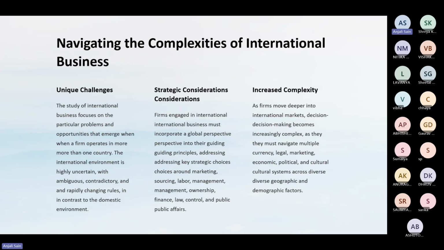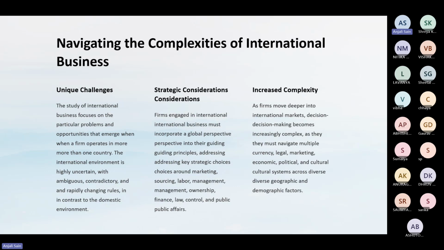First unique challenge, the study of international business focuses on the particular problems and the opportunities that emerge when a firm operates in more than one country. क्योंकि अब मैं क्या कर रही हूँ, आई एम नॉट रिस्ट्रिक्टिंग माई ऑपरेशंस टू वन कंट्री. मैं डिफरेंट कंट्रीज में ट्रेड कर रही हूँ. ठीक है, अब मैं डिफरेंट कंट्रीज में ट्रेड तो कर रही हूँ बट डिफरेंट कंट्रीज में अलग अलग रेगुलेशंस होंगी, उनके कल्चर्स भी अलग अलग डिफरेंट होंगे.